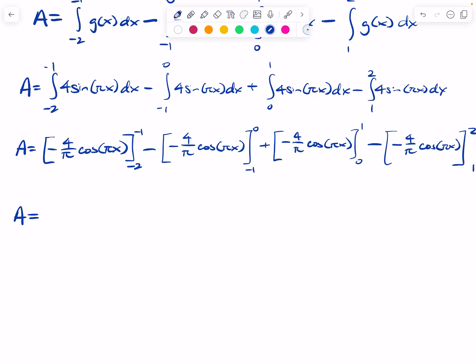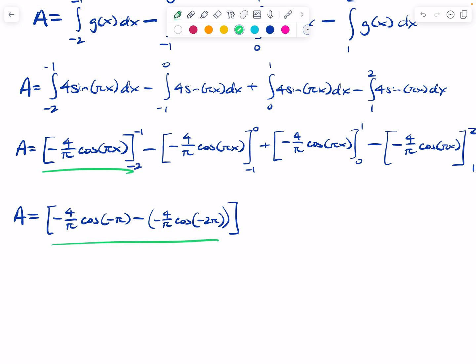All right. First one is going to have -4 over pi cos of x is -1, so cos of negative pi, minus -4 over pi cos of pi times -2, which is -2 pi. That's the first one. So this is this. Next up, that one.